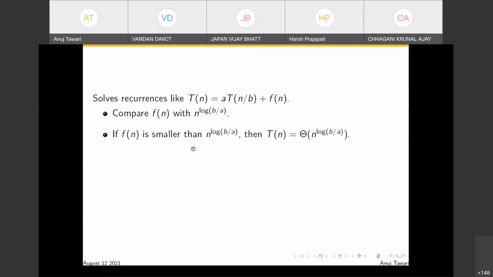And then you say that if Fn is smaller than this term, then Tn will have the solution theta of n to the power log b by a.